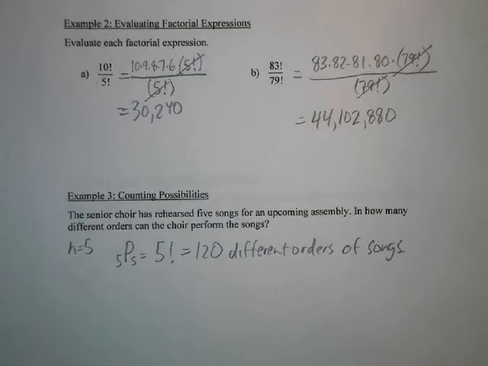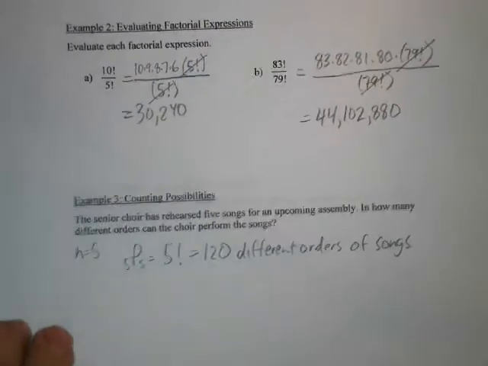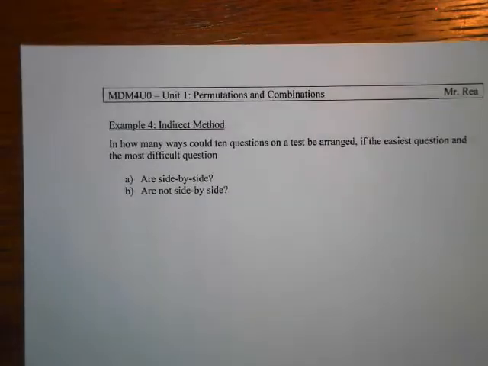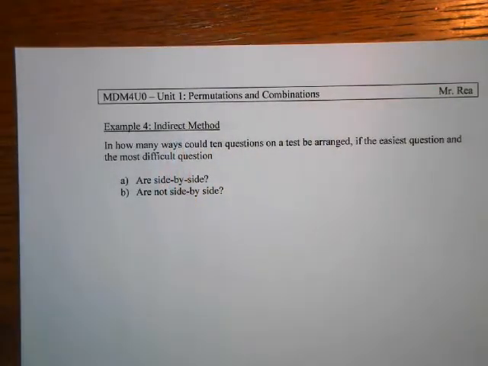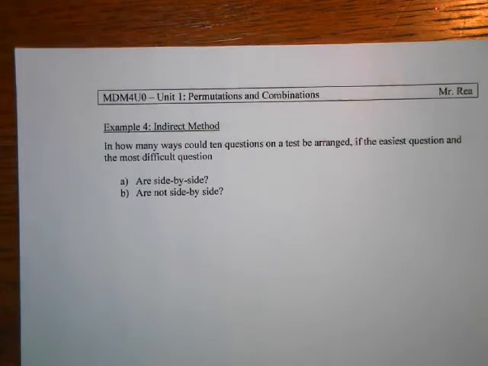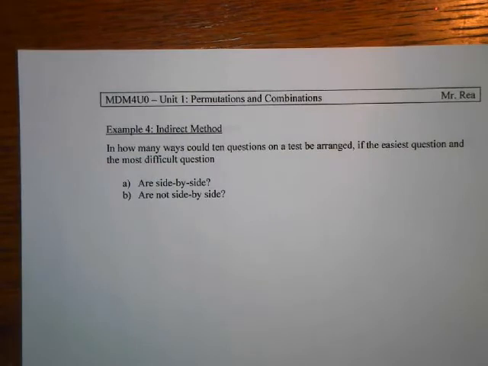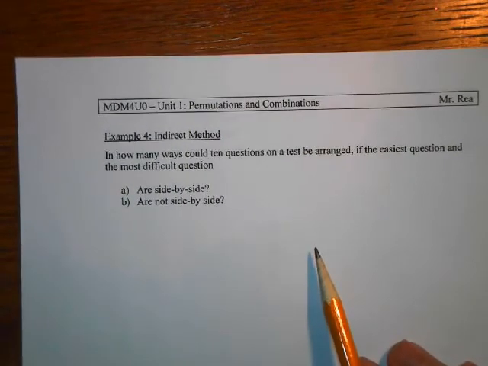Okay, so that's our first official example, other than the one I did at the very beginning. Okay, now example 4 here, indirect method. Hopefully you remember this from our last method. You're going to see how, again, that's going to be a useful method to calculate something that would otherwise seem very difficult to calculate.